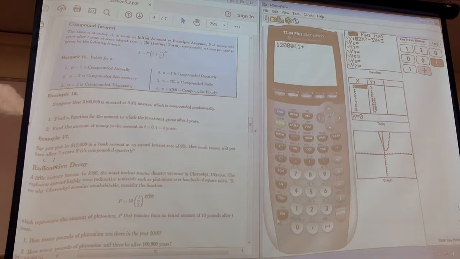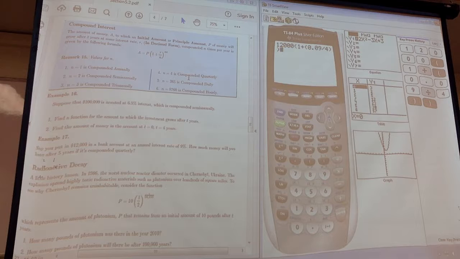Since we have a fraction right there, it would not be a bad idea to open up another set of parentheses and then do your fraction. So in this case, it would be 0.09 divided by, compounded quarterly, which means your N value is 4. Now, since we just took care of this fraction, we can close our parentheses. And then we close our parentheses one more time. That denotes this big parentheses right here.